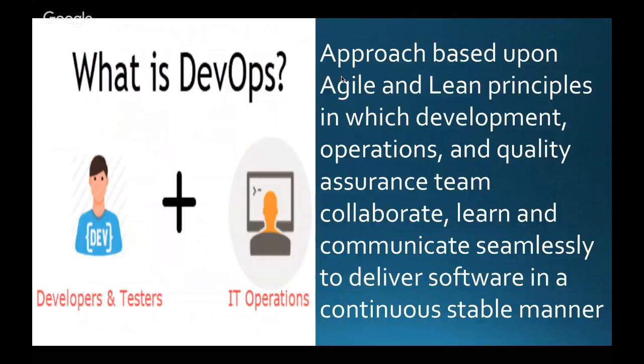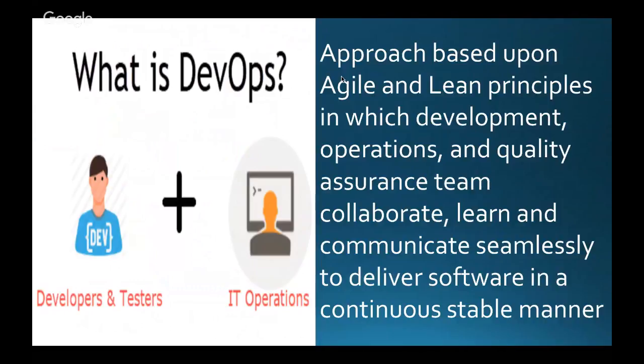The third one is talking about development, operations, and quality assurance teams. So everybody is included here. Then they collaborate, learn, and communicate seamlessly. In the earlier model of development, all these departments were separate, and there used to be a communication channel between them, and they used to communicate things.